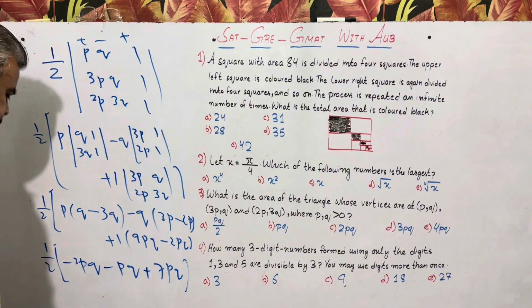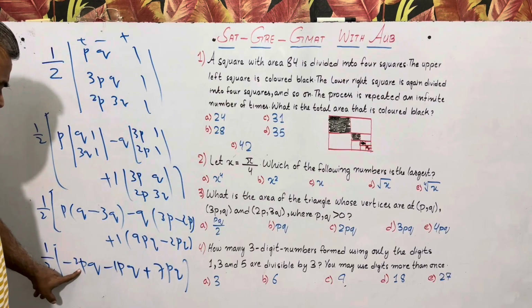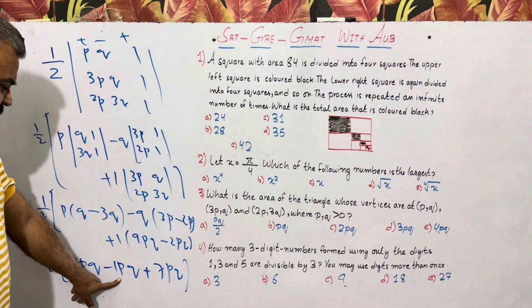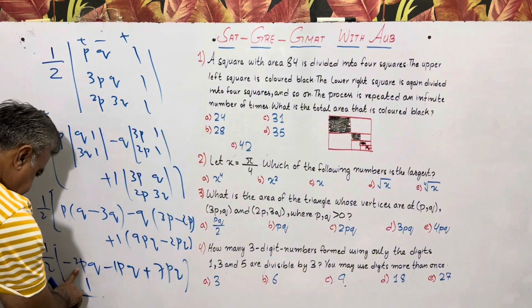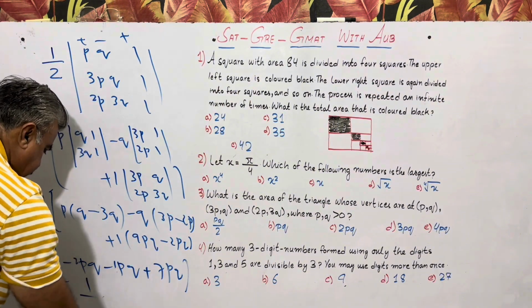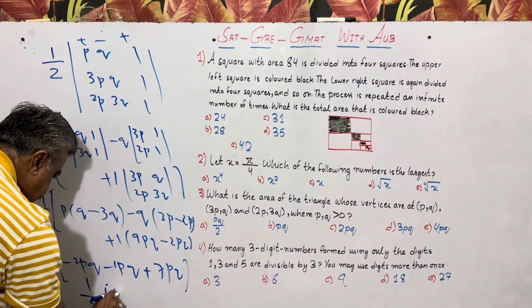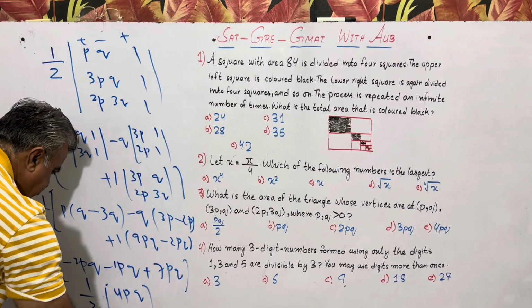Minus 2 and minus 1 will become minus 3. Minus 2pq, minus 1pq, minus 3pq, plus 4pq, plus 7pq. Minus 2pq, minus 1pq, plus 7pq. We are left with 4pq. Applying the table.